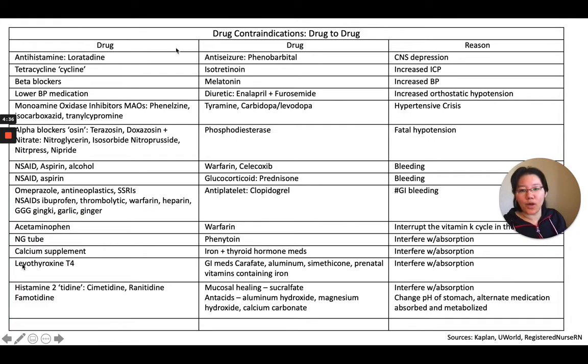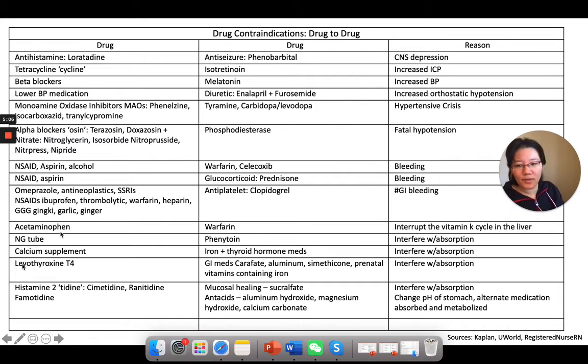This table is about drug to drug interactions. Let's say this one, for example ibuprofen, aspirin, alcohol. We want to avoid them with warfarin and salicylates because of bleeding. This one causes bleeding and this medication causes bleeding, so it's double the risk. That's why we try to avoid it. And acetaminophen and warfarin, we want to avoid giving to the patient, because it interferes with the vitamin K cycle in the liver, which we need for warfarin to work.